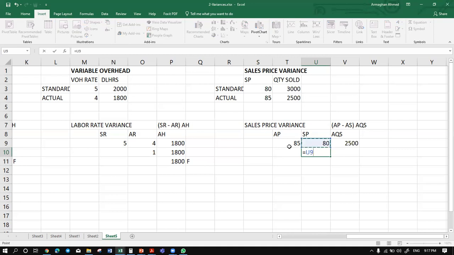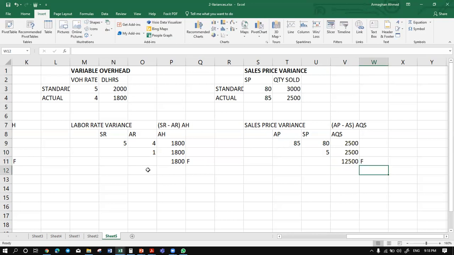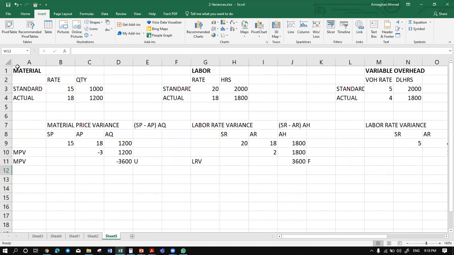So we can do it easily: 85 minus 80, into 2500. So what will the amount be? What will the variance be? 12,500 favorable. Understand? 12,500 favorable. So this is what we come to know. This is our price variance, right?